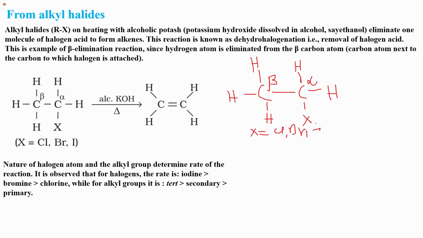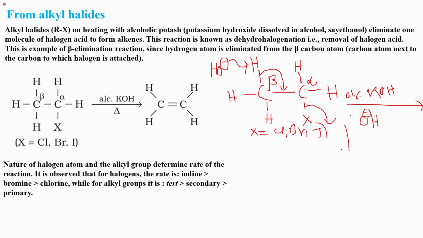Now X equals chlorine, bromine, or iodine. Now you have an alcoholic base, KOH. In the presence of alcoholic base, it will act as OH minus, which is a base. Now this base will come here and abstract a proton from here. Then the halide comes out. So that means you are generating CH=CH.